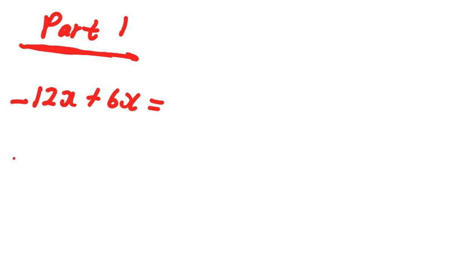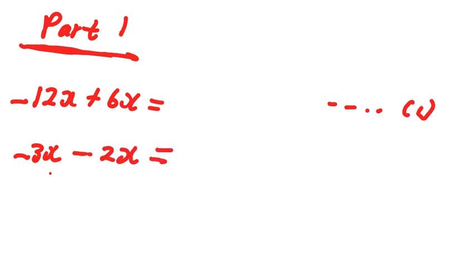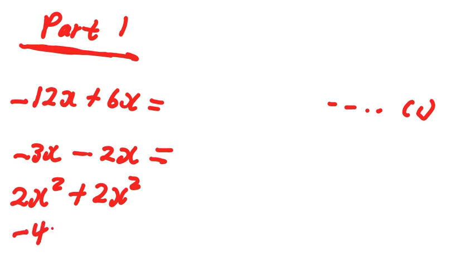Then we're also going to solve, let me just say this is number 1, and we're also going to solve, okay, let's just do this first, and maybe also negative 3x minus 2x, and also 2x squared plus 2x squared, and also negative 4xy plus, what, 6xy. Let's start simple with that.